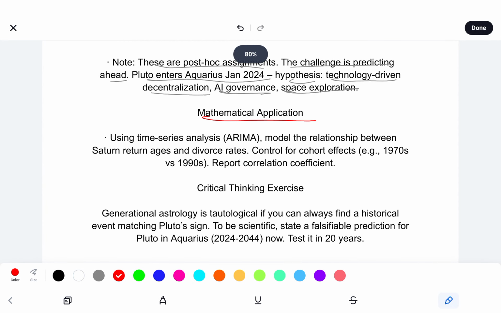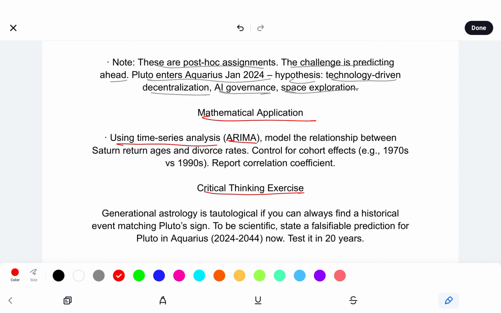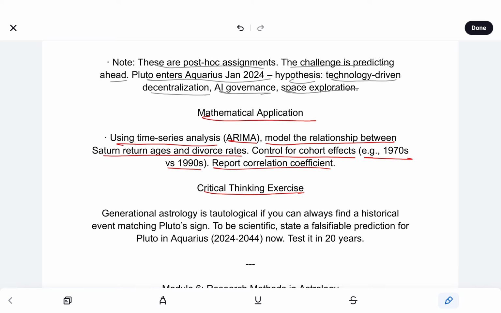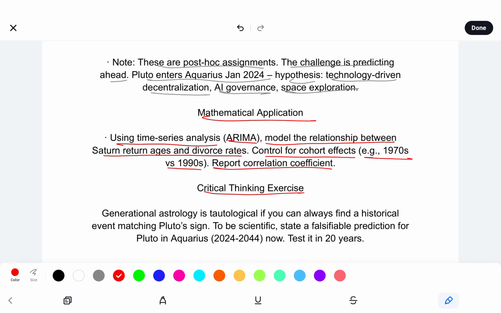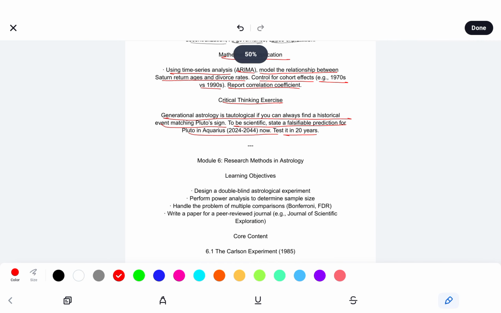So we have our mathematical application and critical thinking exercise using time series analysis, ARIMA, to model the relationship between Saturn return ages and divorce rates. Control for cohort effects, for example, 1970s versus 1990s, and report the correlation coefficient. And our critical thinking exercise says generational astrology is tautological if you can always find a historical event matching Pluto's sign. To be scientific, state a falsifiable prediction for Pluto in Aquarius now, tested in 20 years.